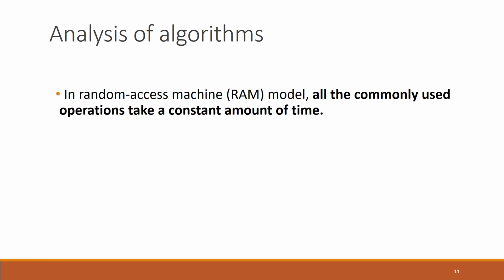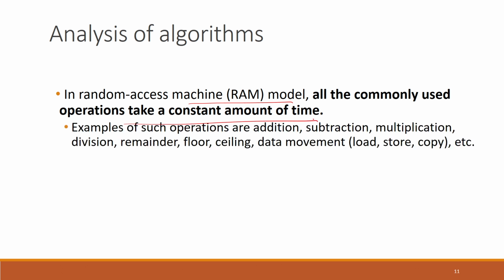Okay. And one more thing is that in this random access model, all the commonly used operations take a constant amount of time. Commonly used operations are, for example, addition, subtraction, multiplication, division, remainder, floor, ceiling, movement of data, for example, storing, copying and so on. Okay, so with this assumption it will be easier to determine how much time an algorithm takes, because in a particular algorithm there might be a lot of different operations, and in order to get an idea of how much total time it takes to run a particular algorithm, we will be using this basis here.